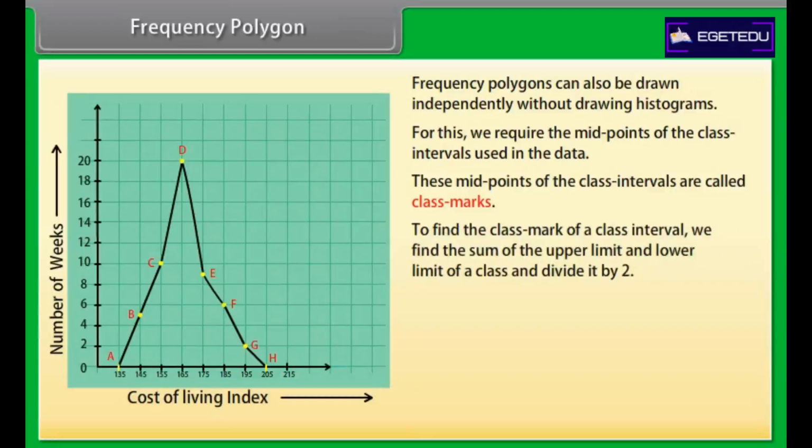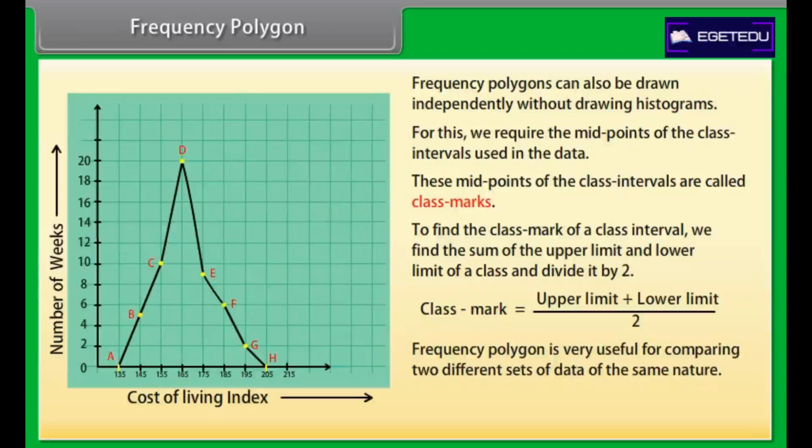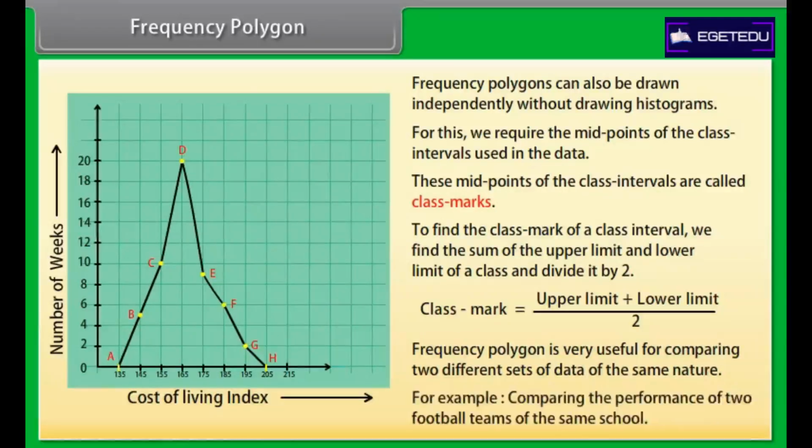To find the class mark of a class interval, we find the sum of the upper limit and lower limit of a class and divide it by 2. Thus, class mark is equal to (upper limit plus lower limit) whole upon 2. Frequency polygon is very useful for comparing 2 different sets of data of the same nature. For example, comparing the performance of 2 football teams of the same school.